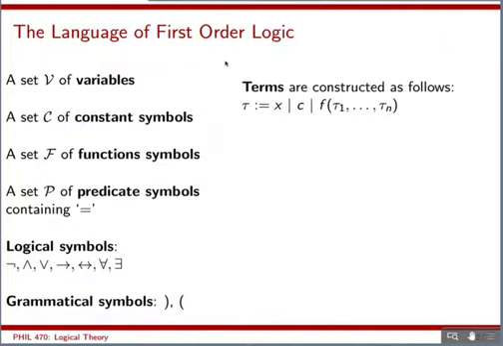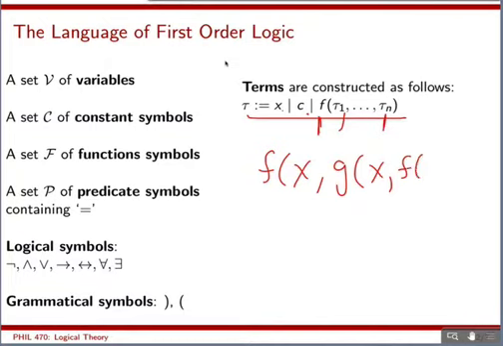All right, so formally, a term is constructed as follows. This notation is a way of saying that a variable x is a term, or a constant c is a term, and if you have n terms, tau1, tau2, all the way up to tau n, you can construct a new term by applying a function symbol f to those terms. So for example, f of x, g of x, f of c, d. This is an example of a term.